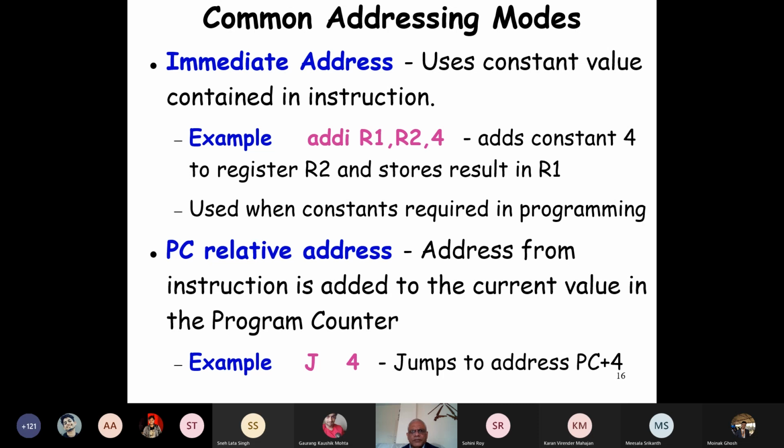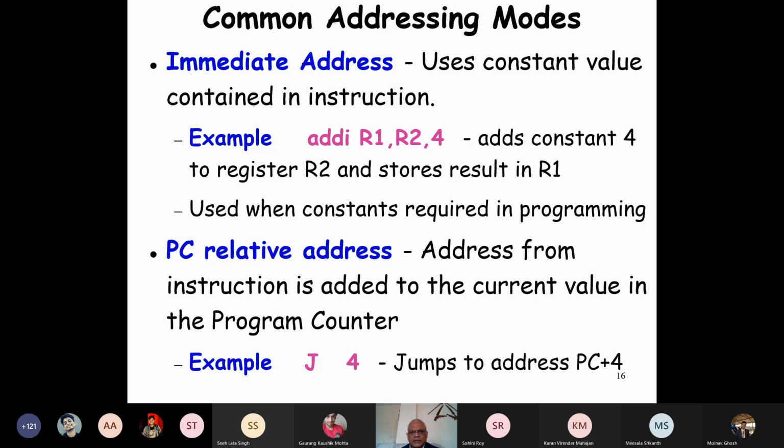There is another one, which is the immediate mode. We have the opcode here ADDI, which says add immediate. By add immediate, we have given here 3 operands. 2 are register operands. The third one is an immediate operand. Immediate means that the value itself is the operand. 4 is the operand. So it means that we add 4 to the contents of R2 and store the result in R1. The immediate mode is very popular when we use constants in programming.